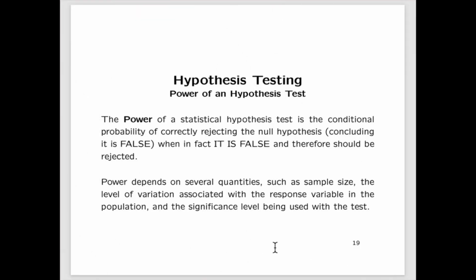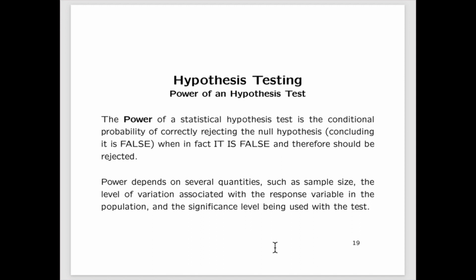Now, another characteristic of a hypothesis test is the power of the test. The power of a statistical hypothesis test is the conditional probability of correctly rejecting the null hypothesis. In other words, concluding that it's false when in fact it is false and therefore should be rejected. Again, the power of a test is the conditional probability of rejecting the null hypothesis when that null hypothesis is false and therefore should be rejected.